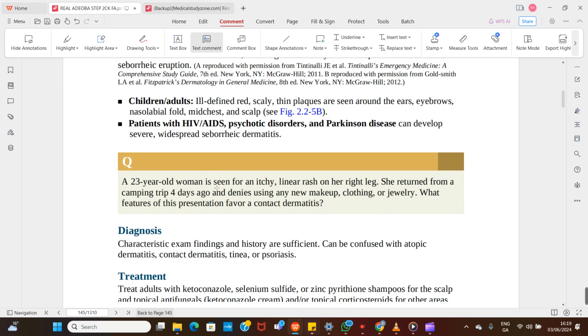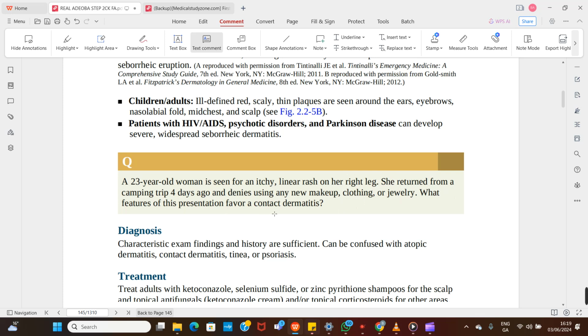So this is a question for us. A 23-year-old woman is seen for an itchy, linear rash. So there's something already running through our mind. We have a pattern, a linear angular rash on the right leg. You can see the limbs. She returned from a camping trip 4 days ago and denies using any new makeup, clothing, or jewelry. This individual is already ruling out potential allergens. What features of this presentation favor contact dermatitis?